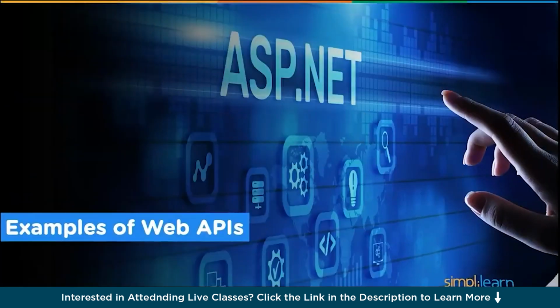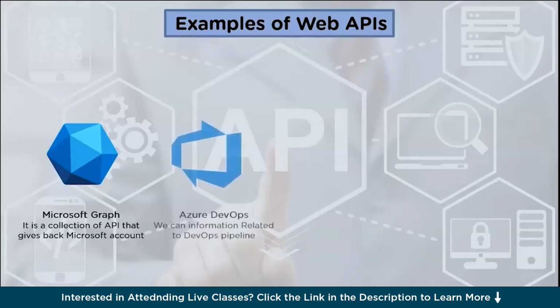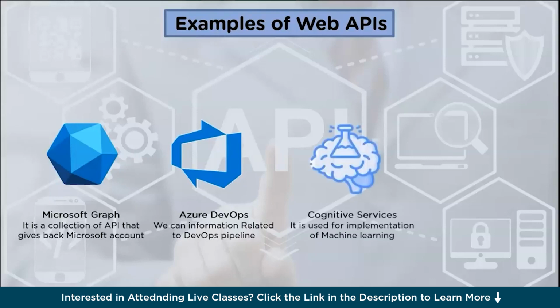Some of the examples of Web API are Microsoft Graph. Microsoft Graph is a collection of APIs that gives us information back out of our Microsoft account. Azure DevOps. With Azure DevOps, we can get information about DevOps pipelines using the Azure DevOps API. Cognitive Services. We can use Cognitive Services if we are interested in adding machine learning. PlayFab. PlayFab is a set of APIs for games.